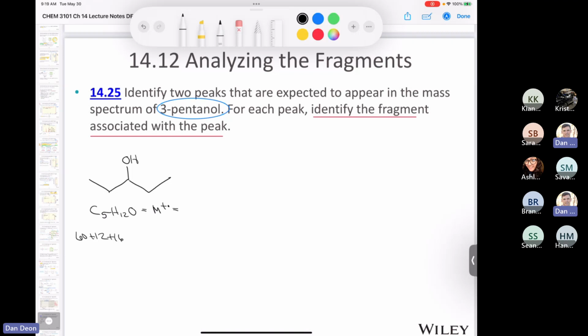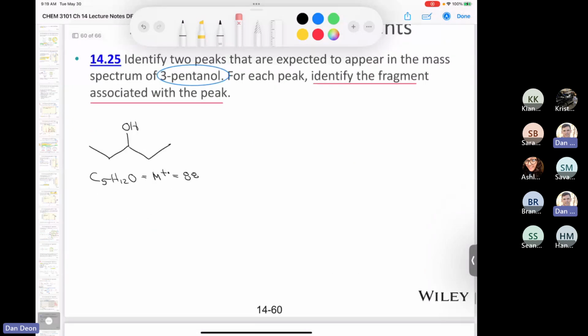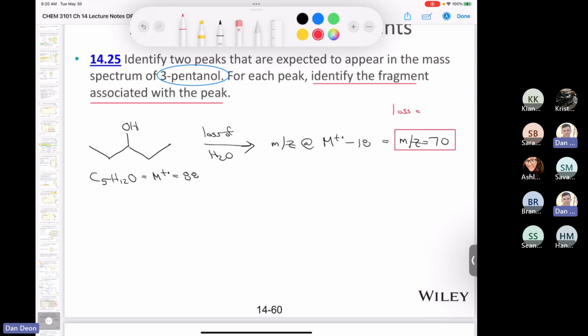Now, what are the two possibilities here? Okay, what are the two possibilities? Well, if we go back here in our notes, we said that when we have an alcohol, it can undergo alpha cleavage, or it can undergo a loss of water. So I'm not going to draw the mechanisms because I'm not going to ask you to draw those mechanisms on a quiz. But let's just do loss of water. So loss of H2O. That means we're going to get a mass over charge at M minus 18, or the molecular ion minus 18. So if we take 88 and we subtract 18, that means we should have something with a mass over charge equal to 70. So that would be our first fragment, from loss of H2O.